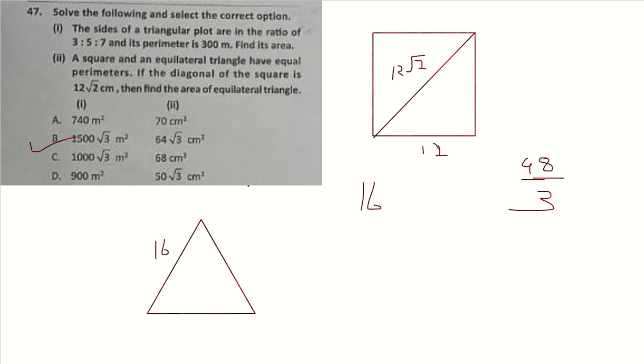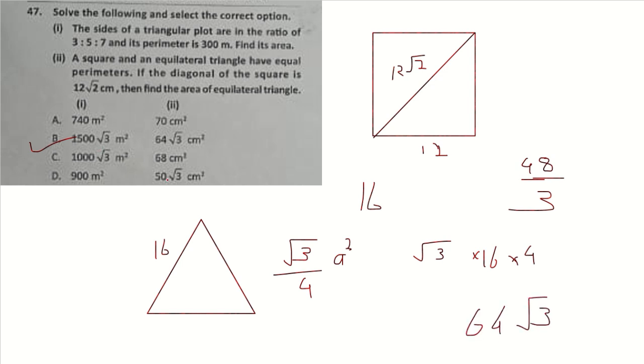Now, there is a formula for the area of an equilateral triangle: root 3 by 4 a square, where a is the side, which is 16 in this case. So root 3 by 4 into 16 into 16. So this will cancel with 4, and it will become root 3 into 16 into 4. 16 into 4 is 64, so the answer will be 64 root 3, which is again option B.